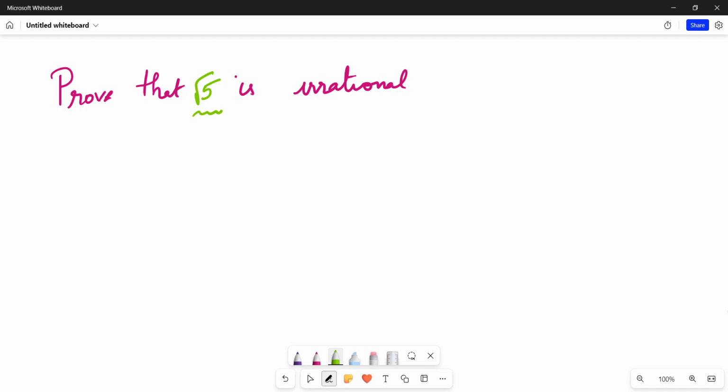Now what are irrational numbers? Irrational numbers are just those numbers which are not rational numbers. Rational numbers can be expressed as a ratio of two integers, a by b. But irrational numbers cannot be expressed in this form. Irrational numbers are those numbers which cannot be expressed as a by b.